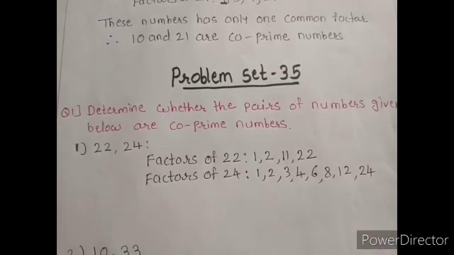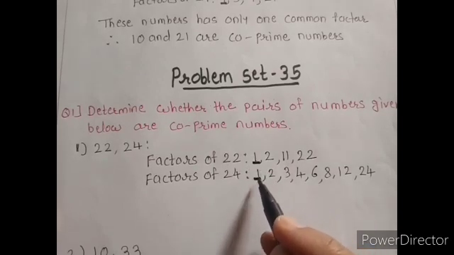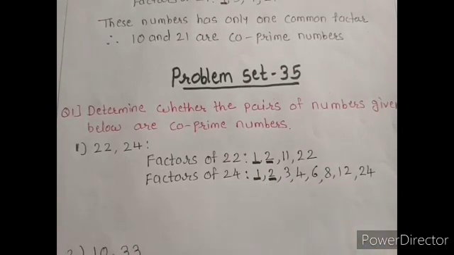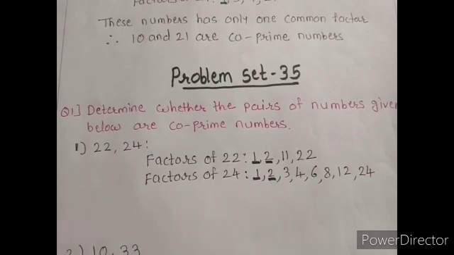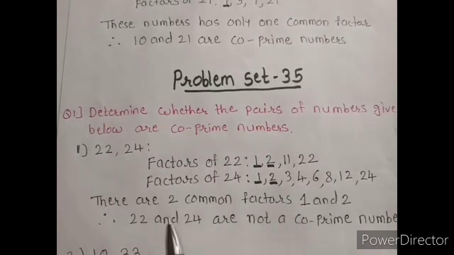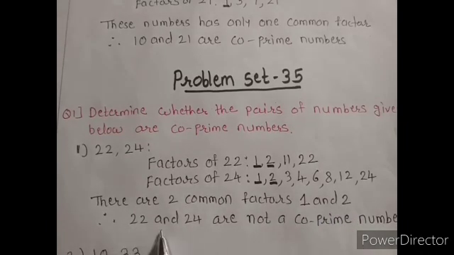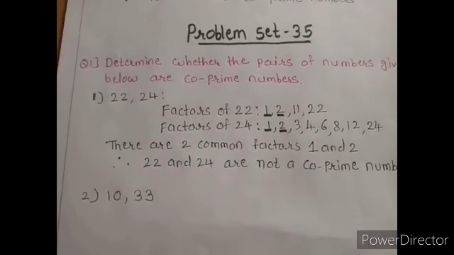Now you have to find out common factors in both. Here 1 is common in both, 2 is common in both. So we will come to know that there are two common factors, 1 and 2. So write down: there are two common factors, 1 and 2. So therefore 22 and 24 are not co-prime numbers. Now we will solve question number 2.